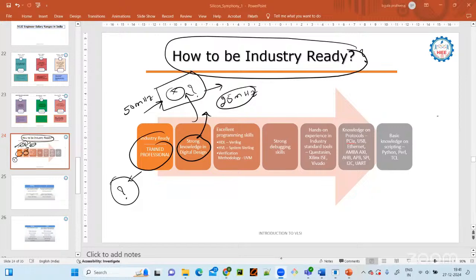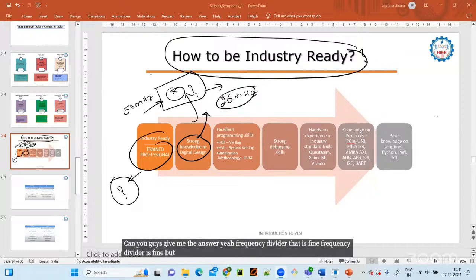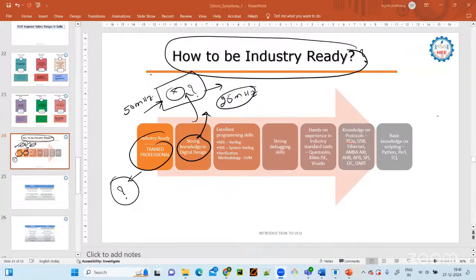Anyone? Can you guys give me the answer? Yeah, frequency divider. That is fine. Frequency divider is fine, but that is not a precise answer. Means what is the thing that is there in a frequency divider? Demodulator. Okay.